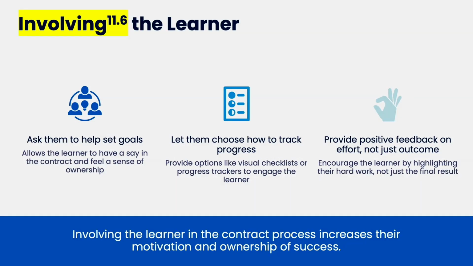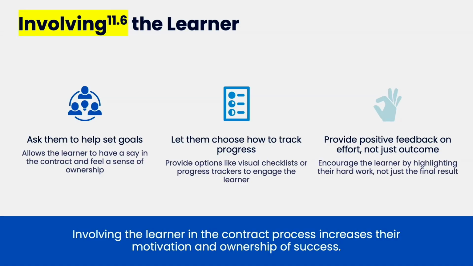Learners have to have a say in the contract to feel a sense of ownership. It's super important. Let them choose how to track progress. So if you can involve them in the tracking of the progress, giving themselves check marks or smiley faces, some sort of checklist. Provide positive feedback on effort, not just outcomes. Even if they don't meet it, highlight what they did right and how they can keep doing better.